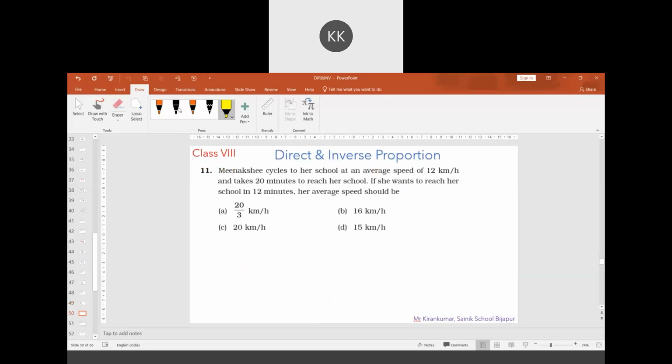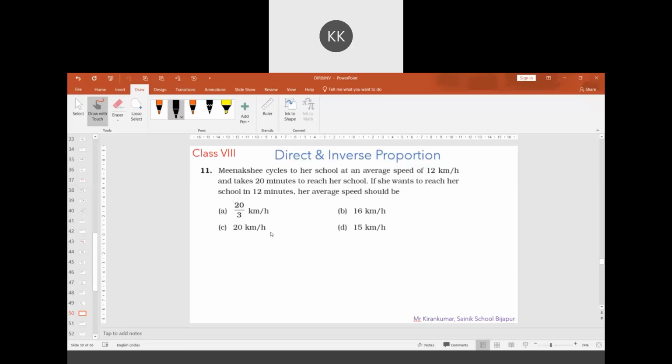Let's see the next one. Question 11. Meenakshi cycles to her school at an average speed of 12 km per hour and takes 20 minutes to reach the school. If she reaches the school in 12 minutes, her average speed should be.